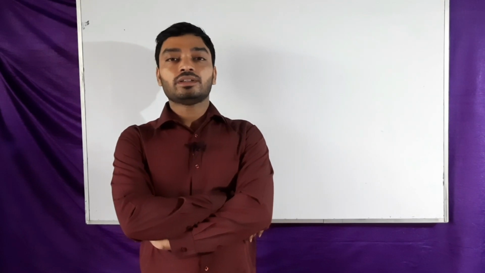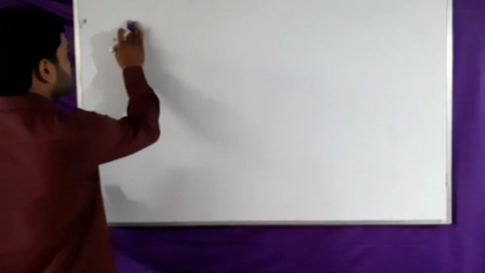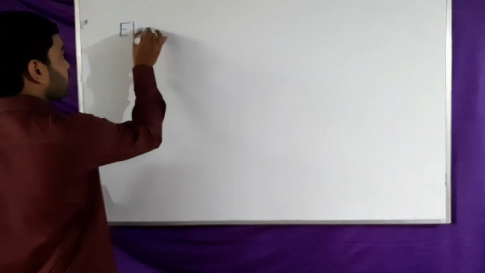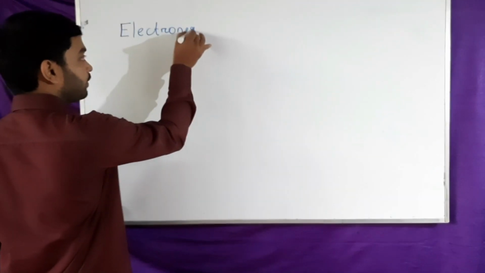Today we will learn complete concepts on electronegativity, which is mainly observed in chemical compounds and their role in different angles in chemicals. So let's start. Electronegativity.